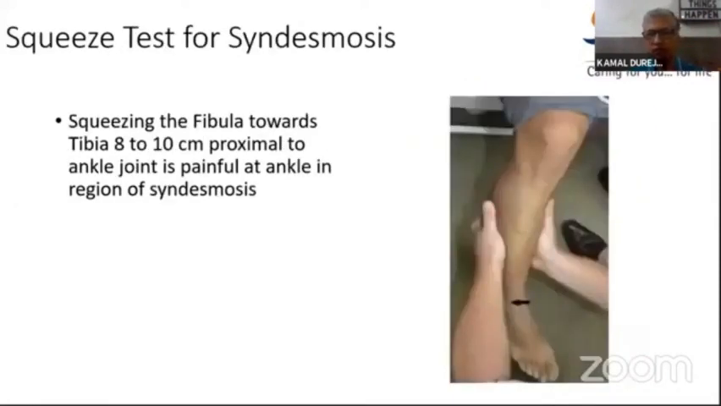Squeeze test for the syndesmosis. So for chronic pain in the ankle pointing towards the syndesmotic area, you squeeze the fibula and the tibia to each other about 10 centimeters proximal to the ankle joint, and the patient has pain at the ankle joint line. So this is a test to know the syndesmosis integrity when the patient has ankle pain.